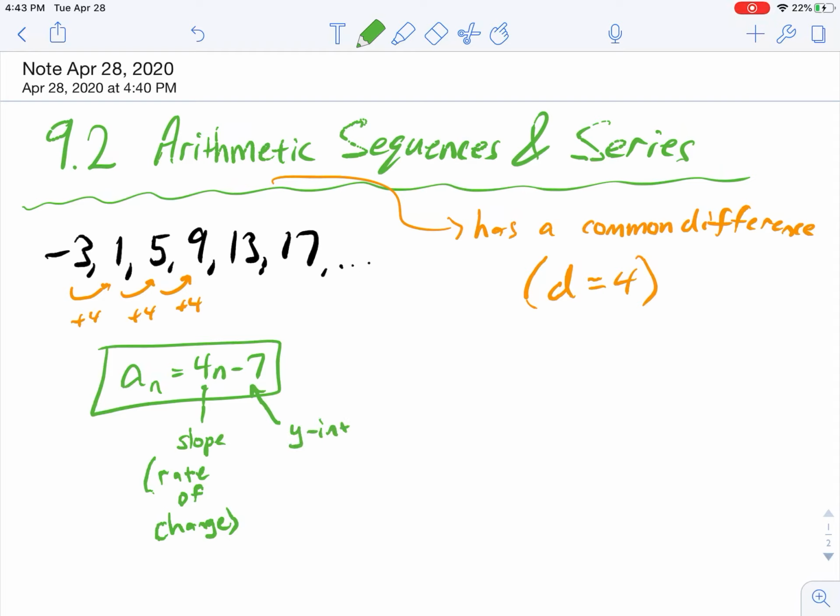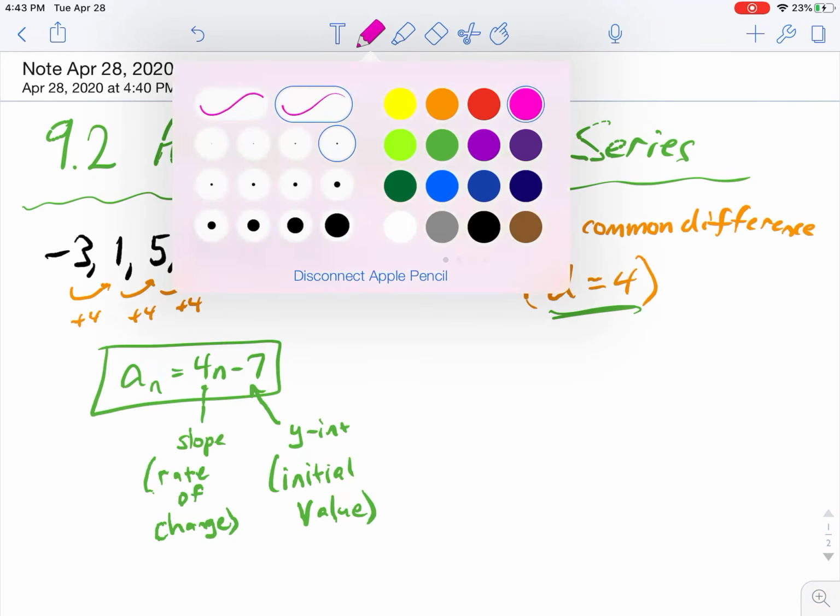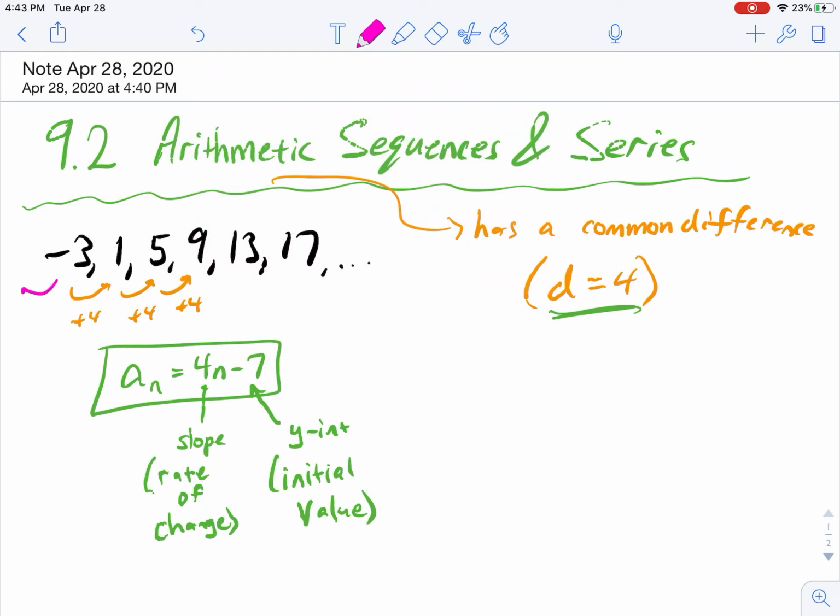So the 4 is the common difference, right? This is kind of like the slope in algebra, or we often call that the rate of change. The -7 is like the y-intercept, or sometimes we call that the initial value. So where this comes from is you need to find your d and your initial value.